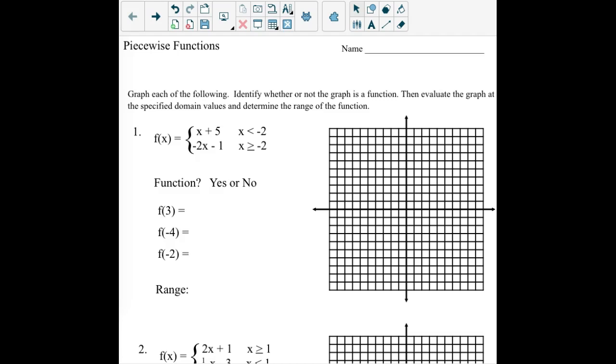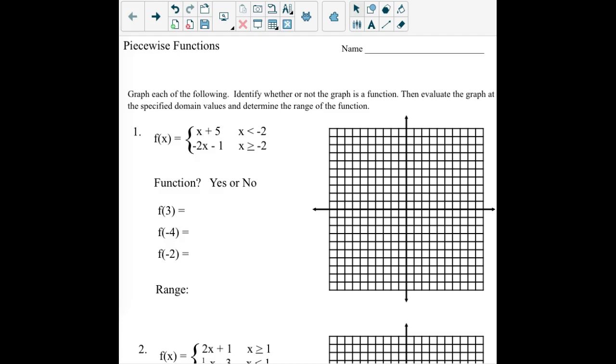Okay, so once again, we are looking at piecewise functions, and we said we had a test to determine if something was a function. What was that test? Vertical line test. Okay. Vertical line test. So we are going to be looking at that.